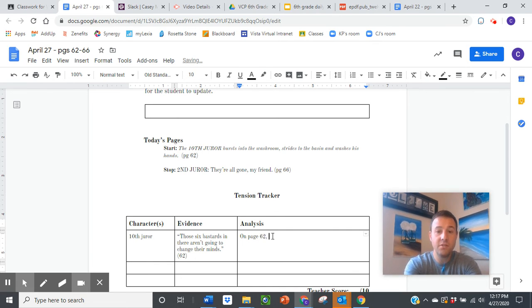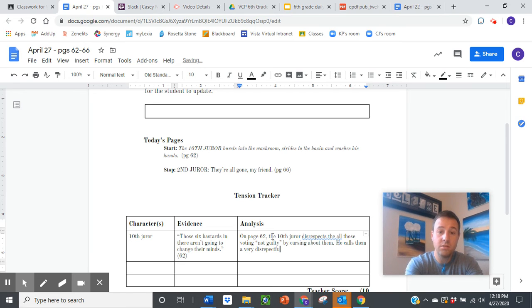On page 62, the tenth juror disrespects all those voting not guilty by cursing about them. He calls them a very disrespectful term.